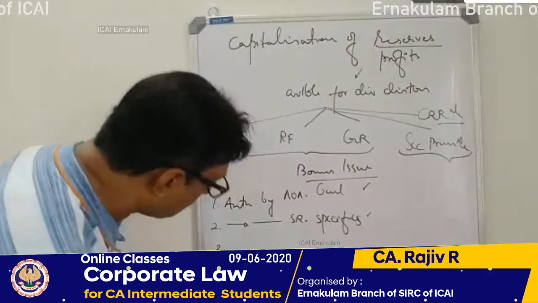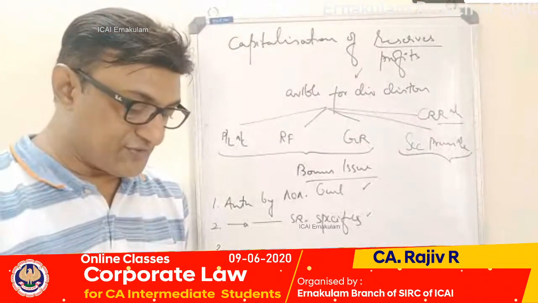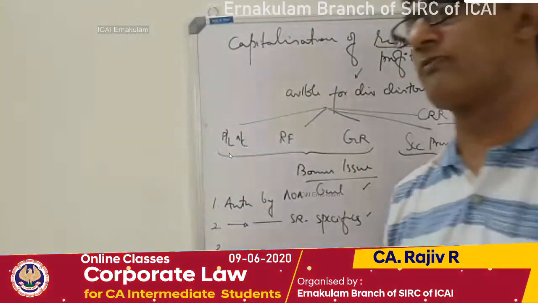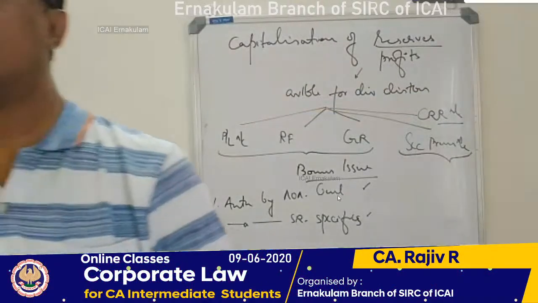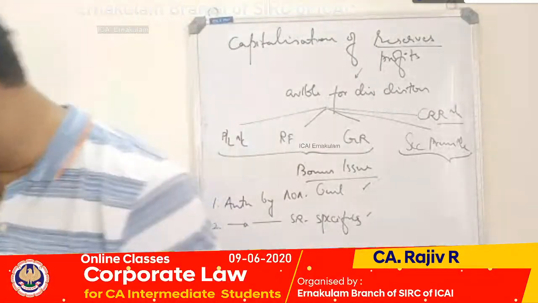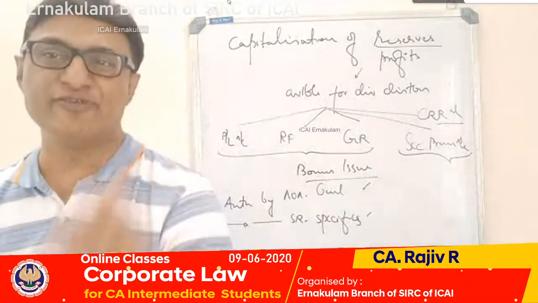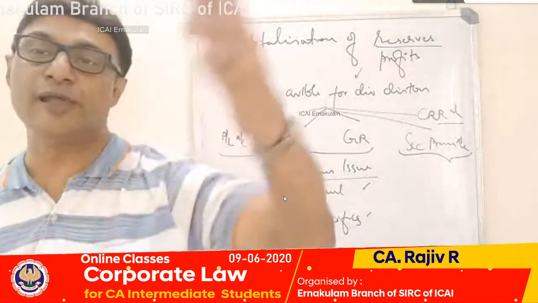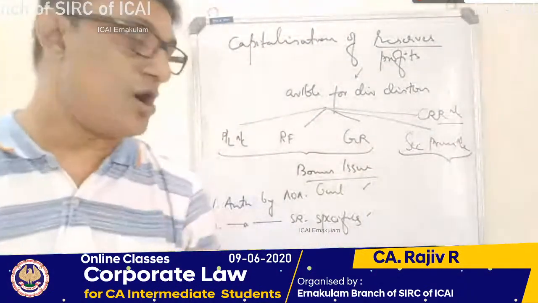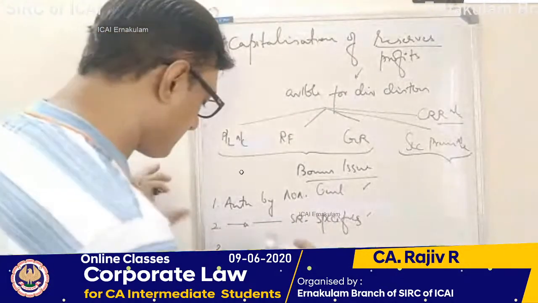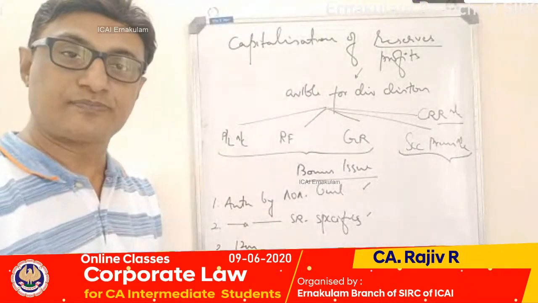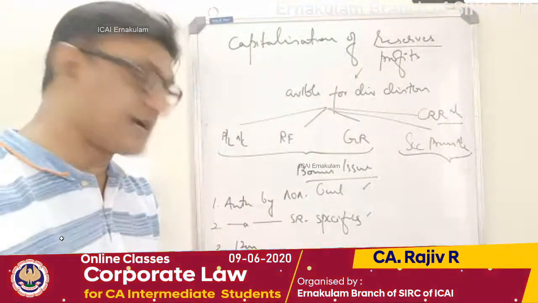Now, the third one, condition number 3: the bonus issue shall be completed within 12 months. That's too long a time actually. We have seen this even for buyback. A buyback should be completed within 12 months of the special resolution. Add that here. A bonus issue must be completed within 12 months of passing the special resolution. Okay, that's condition number 3.